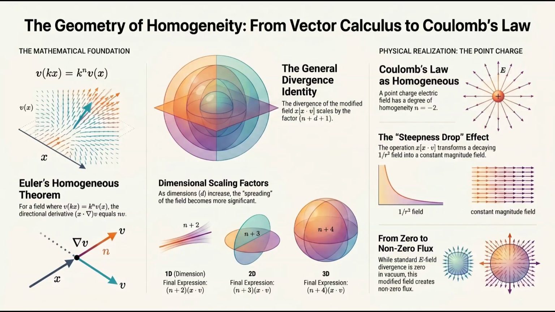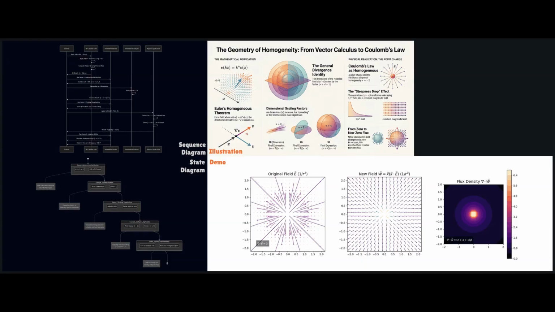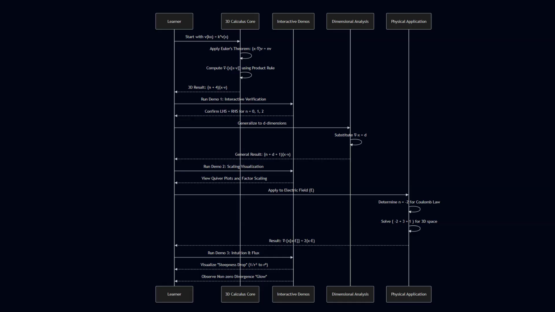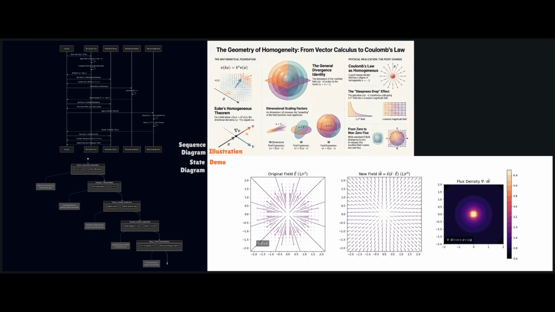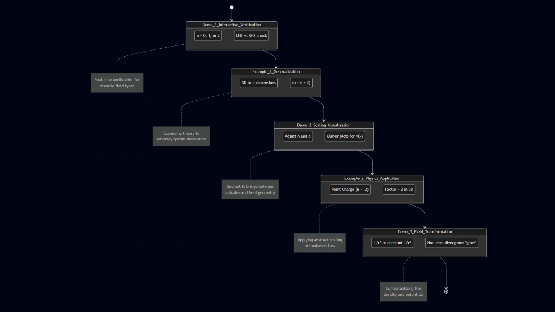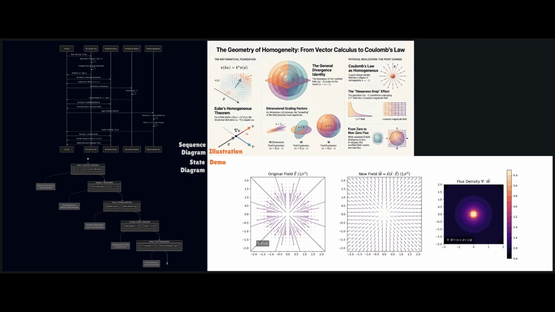From abstract proofs to physical illumination. Unlocking the hidden geometry of fields. The derivation sheet serves as the master blueprint for a narrative that moves from pure logic to the tangible physical forces shaping our universe. It provides the rigorous mathematical framework that allows us to understand how vector fields scale and spread throughout space. This technical foundation is brought to life through two distinct lenses.